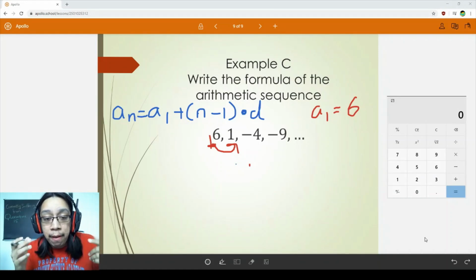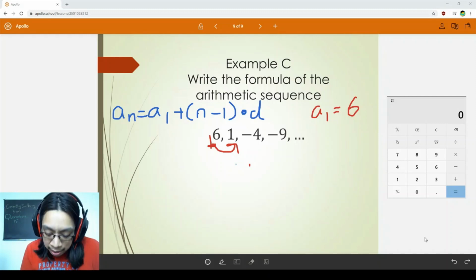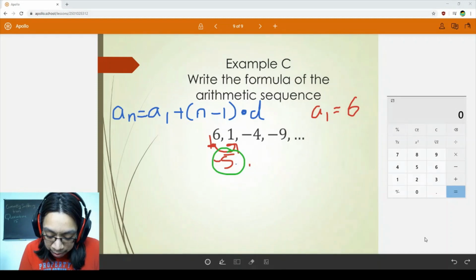Think about this. My numbers are going down. Arithmetic only deals with addition or subtraction. So if my numbers are getting smaller, that must mean I am subtracting. So think about, what number do I have to take away from 6 in order to get to 1? And the answer would be negative 5. This negative 5 is your little d. This is your common difference.